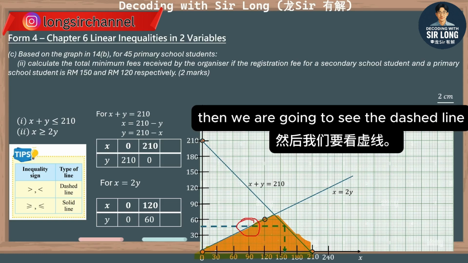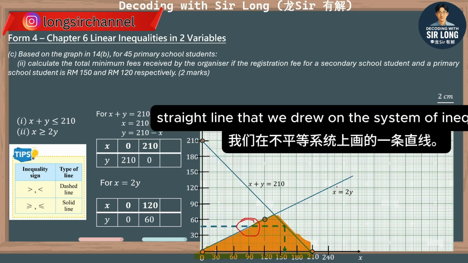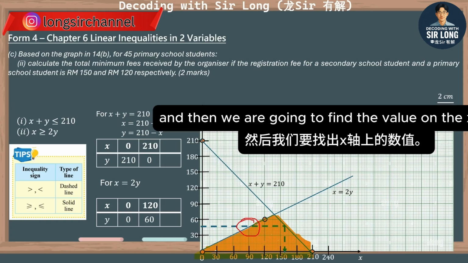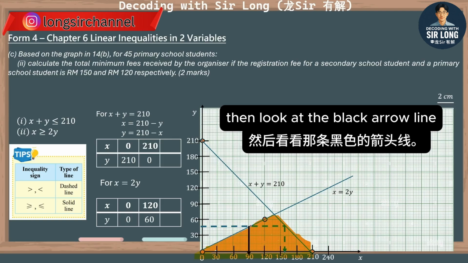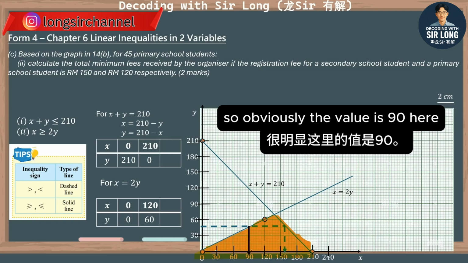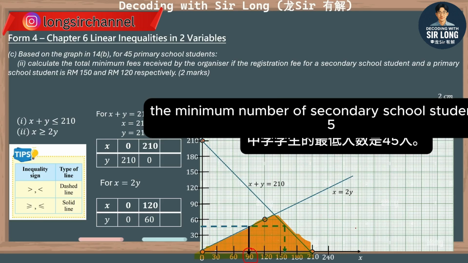Then we are going to see where the dashed line touches the straight line that we drew on the system of inequality, and then we are going to find the value on the x-axis instead. Then look at the black arrow line. So obviously the value is 90 here. That means for 45 primary school students, the minimum number of secondary school students is 45.